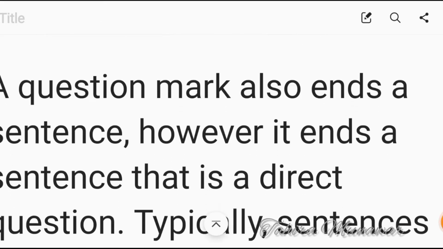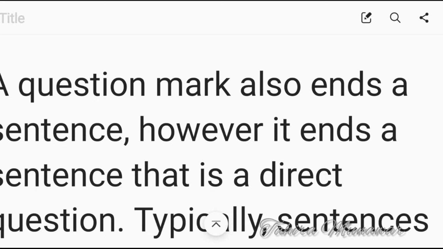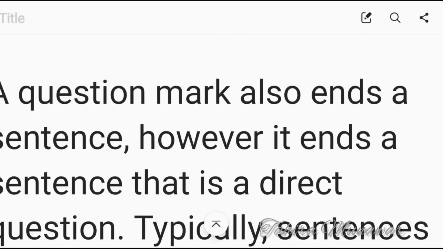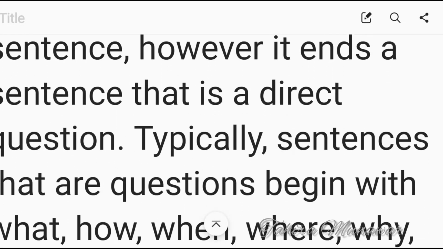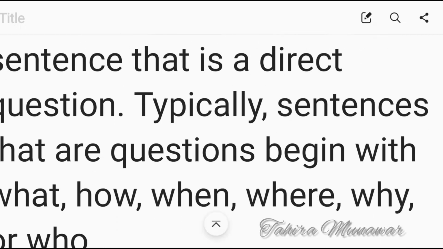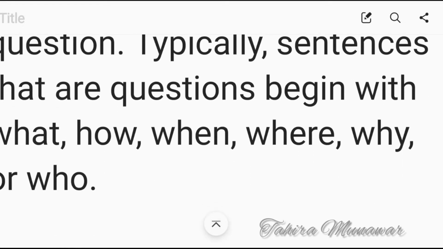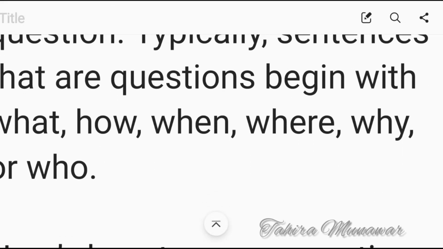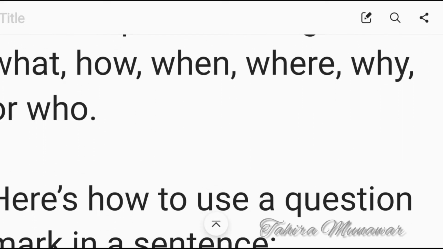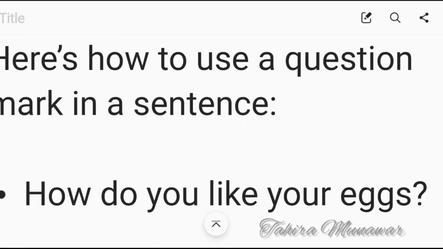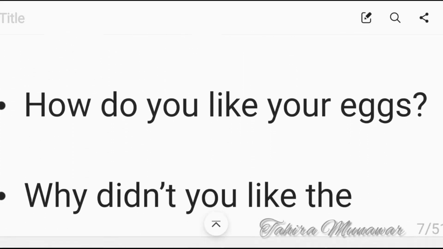Secondly, question mark. Question mark is also used at the end of a sentence. However, it ends a sentence that is a direct or indirect question. And you know that when it is a question, it can be a statement or it can be a dialogue. The speaker or the writer wants to ask something and he is seeking some pieces of information. Sentences that are questions begin with what, how, when, where, why, or who. Here is how to use a question mark in a sentence.